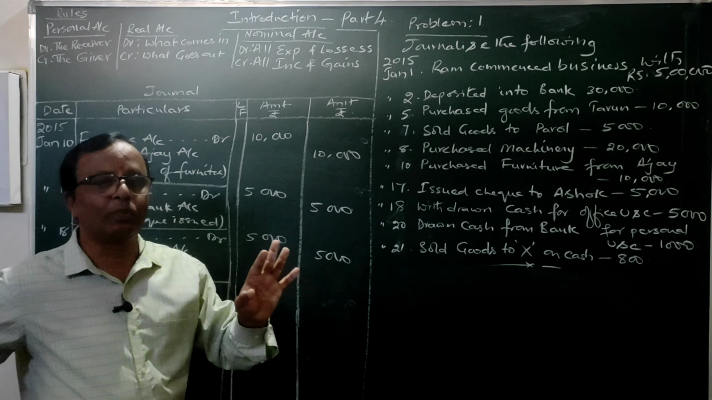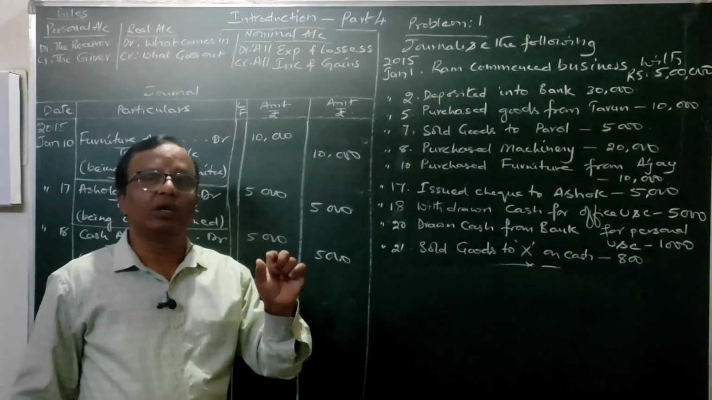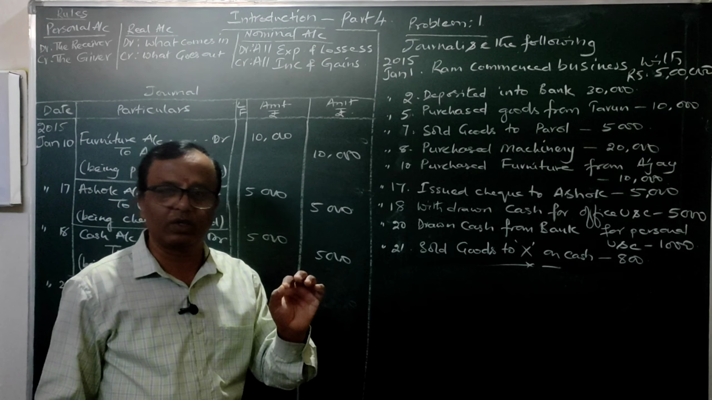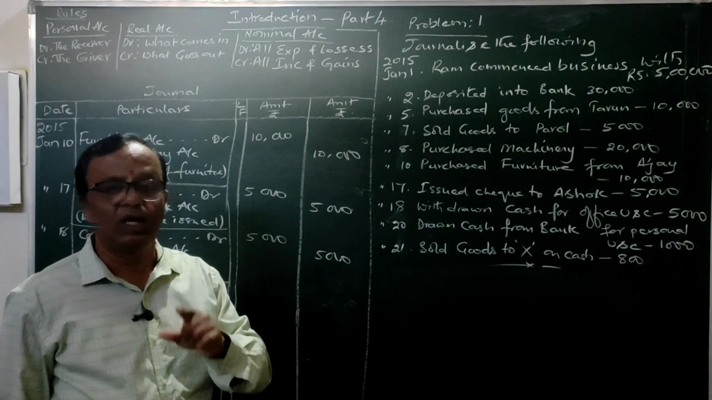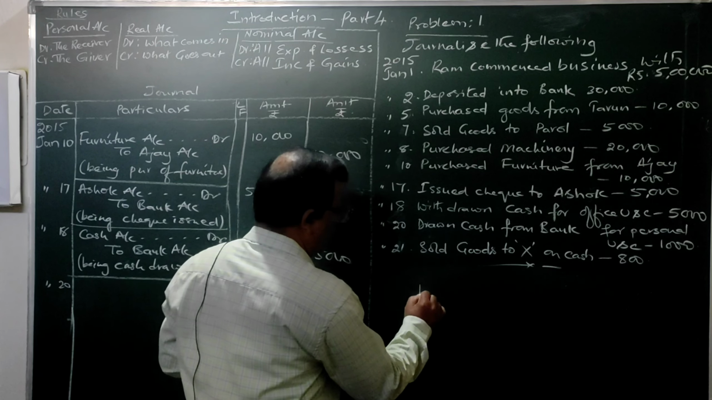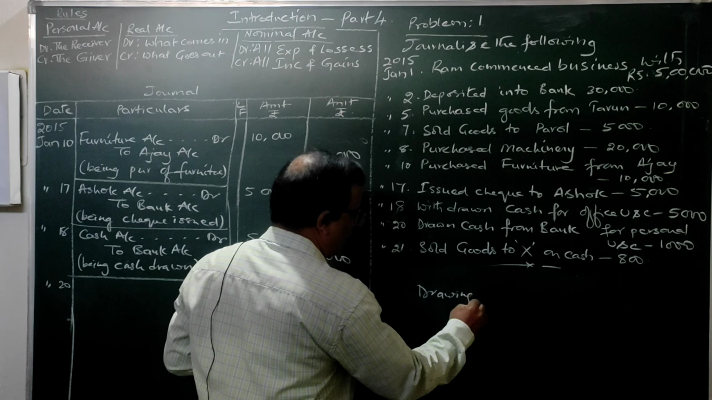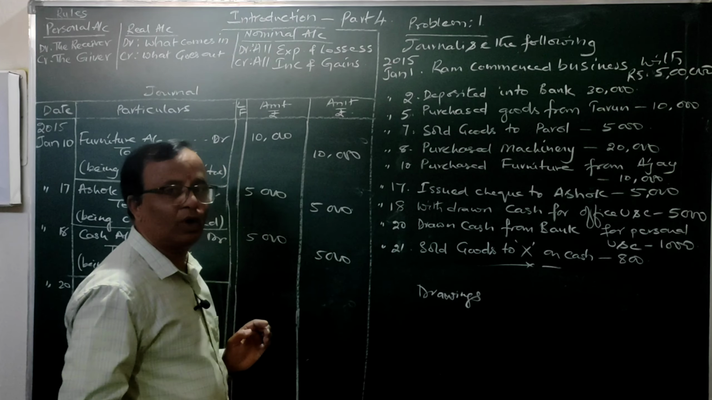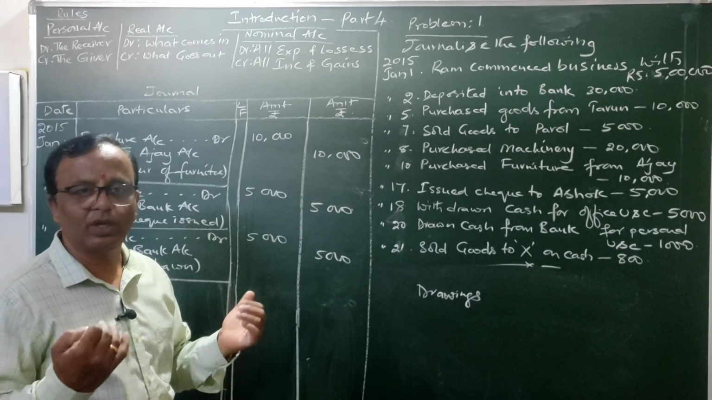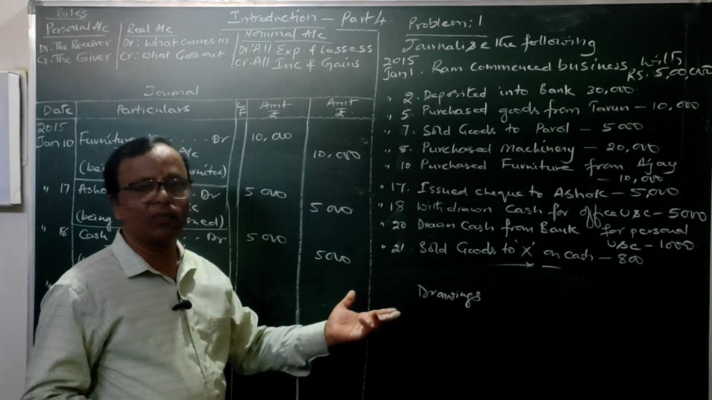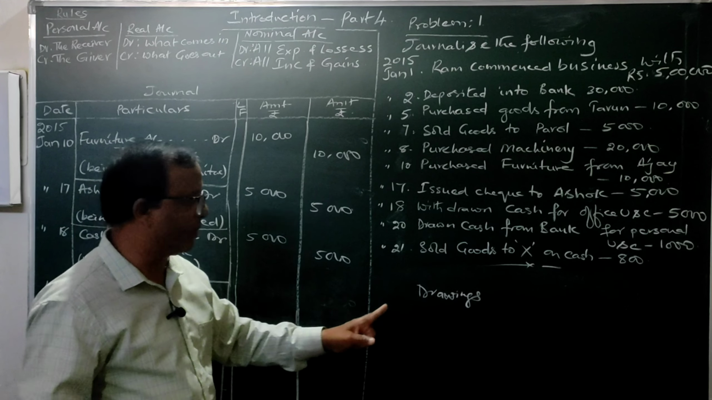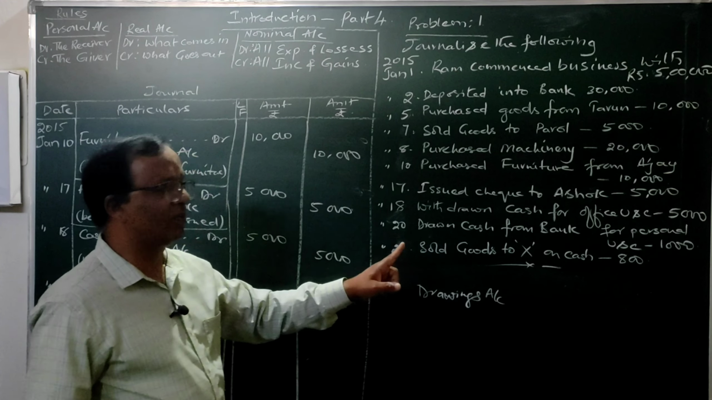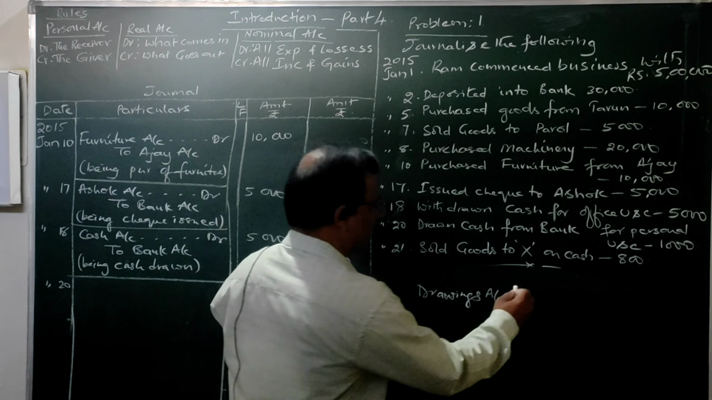Whenever a proprietor has used any cash, any asset or any goods for personal use, the account affected will be drawings account. What are drawings? Money or money's worth withdrawn by the proprietor for personal use. They are called drawings. Here money is drawn from the bank for personal use. So one account affected will be drawings account. Another account affected will be bank account, since this money is drawn from the bank.